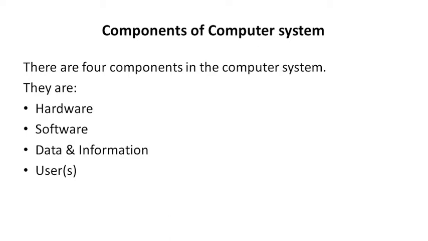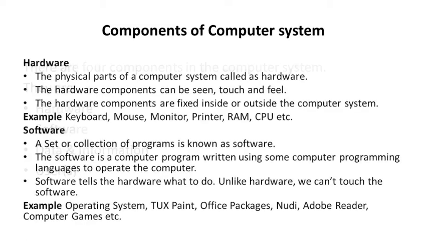The next topic is components of computer systems. There are four components in the computer system. They are hardware, software, data and communication, and users. These are the four components in the computer system.